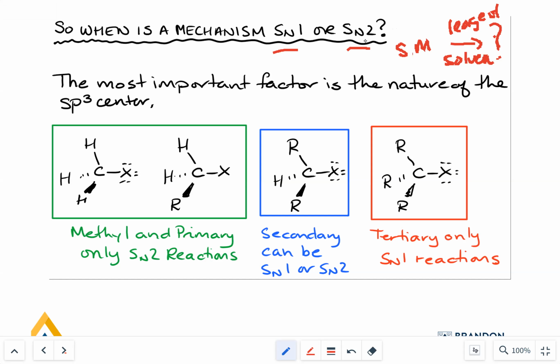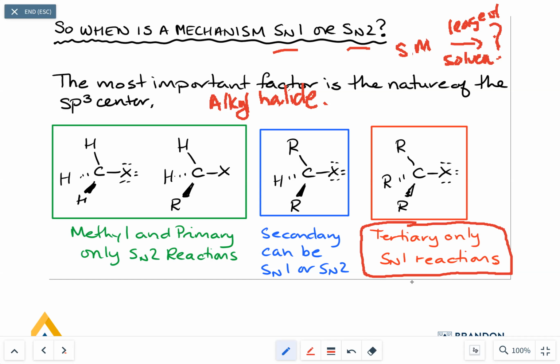So we'll need to do some basic analysis of what our reagents are that we're talking about here. And the most important factor by far is the alkyl halide. So if it's tertiary, it can only be an SN1 reaction. If it's a methyl or a primary, it can only be an SN2 reaction.